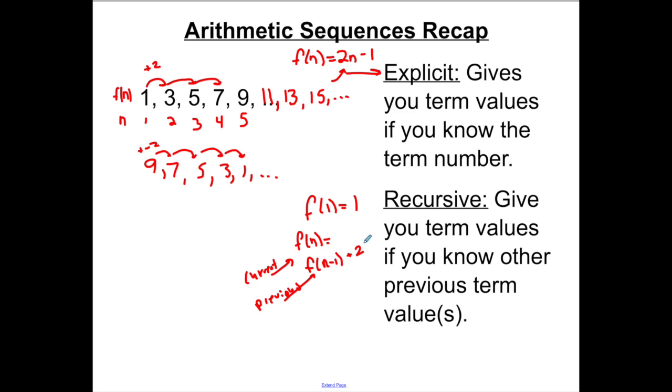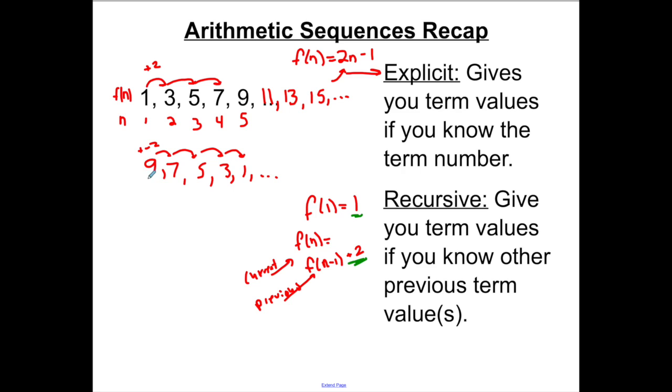Now the recursive rule looks almost exactly the same every single time you write it. The only thing that ever changes is this number right here, because not all sequences start at 1, and this number right here, because not all sequences go up by 2.